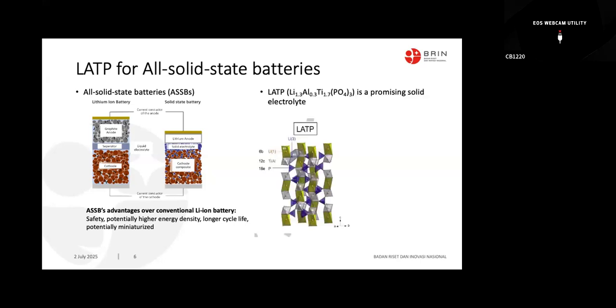And LATP has emerged as a promising solid electrolyte because of its high ionic conductivity and good chemical stability. However, there is a challenge for this material to be applied, particularly at the interface between the LATP and the lithium metal anode. There is a formation of interfacial resistance between the lithium metal and the LATP.